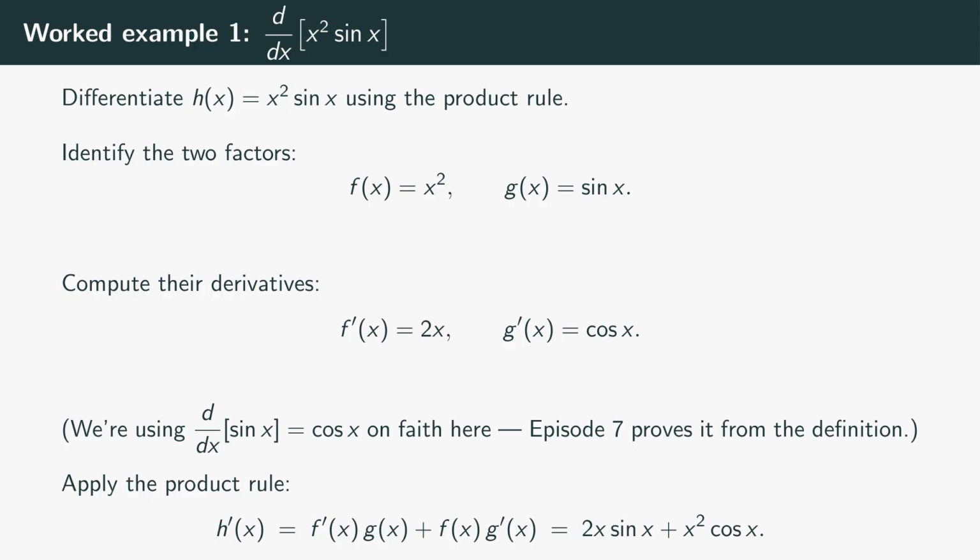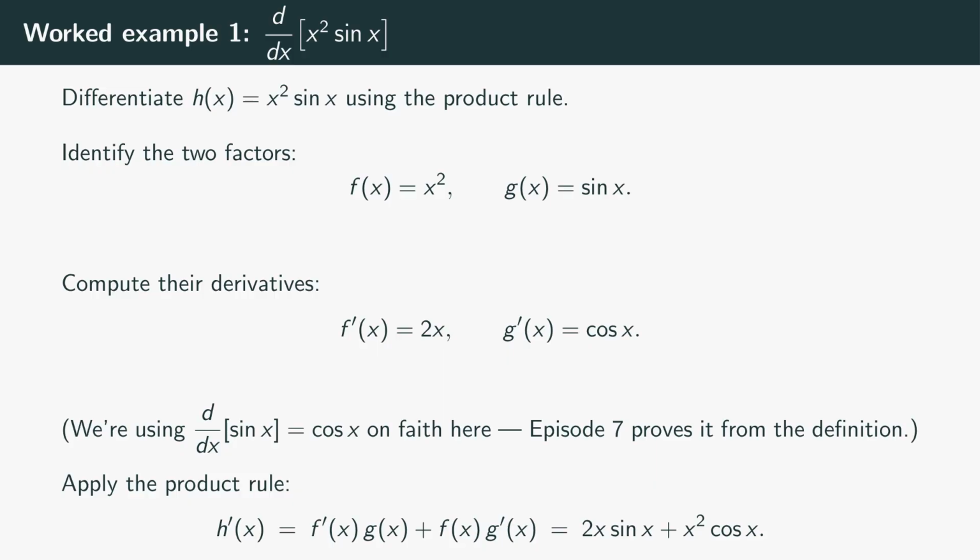First worked example, the kind of thing you'll do thousands of times. Differentiate x squared times sine x. The product rule is the right tool because the function is a product of two pieces that you know how to differentiate individually. Label them. Call f equal to x squared and g equal to sine x. Compute the two derivatives. f prime of x is 2x, by the power rule from last episode. g prime of x is cosine x.